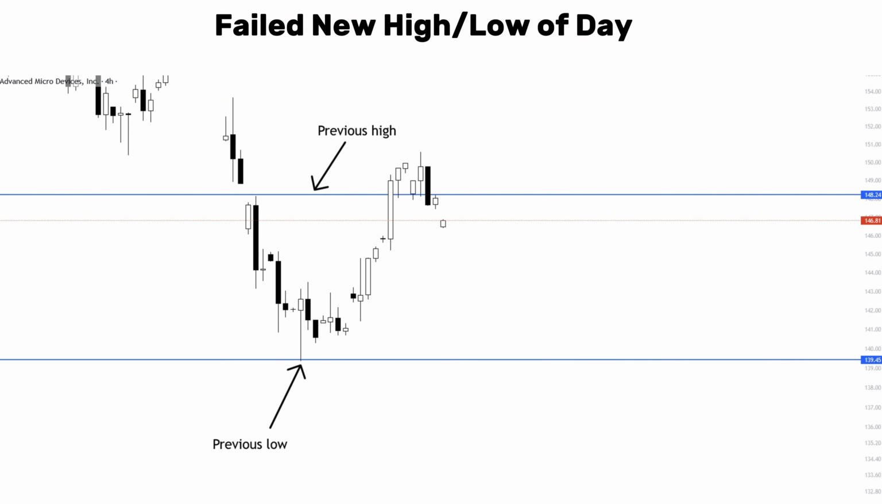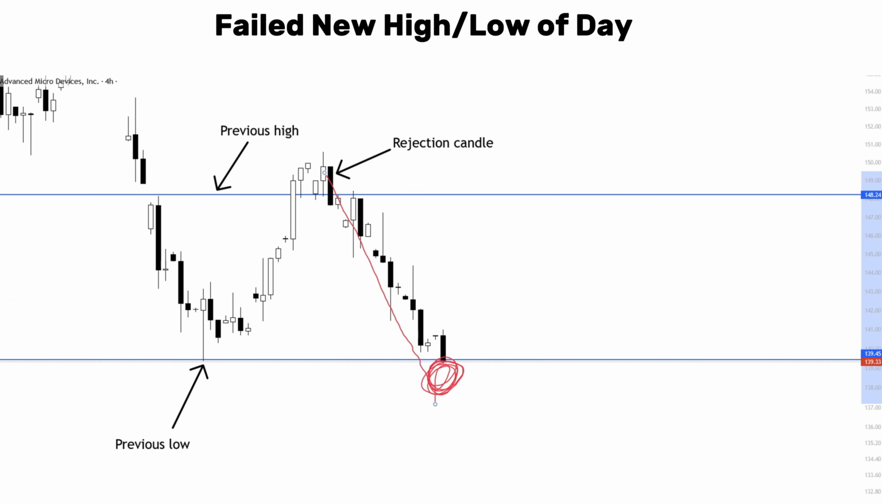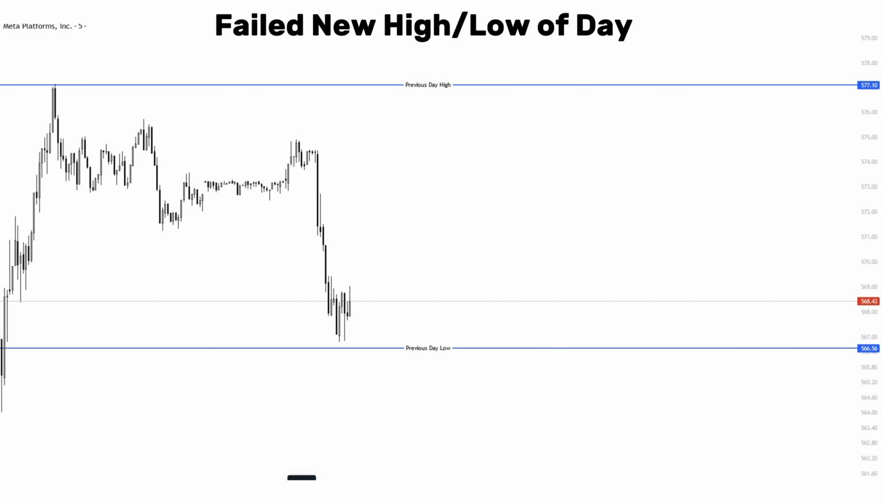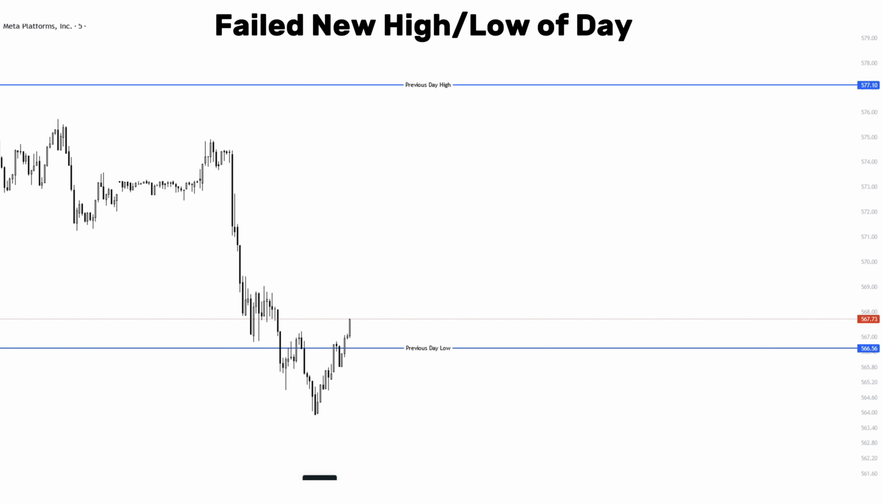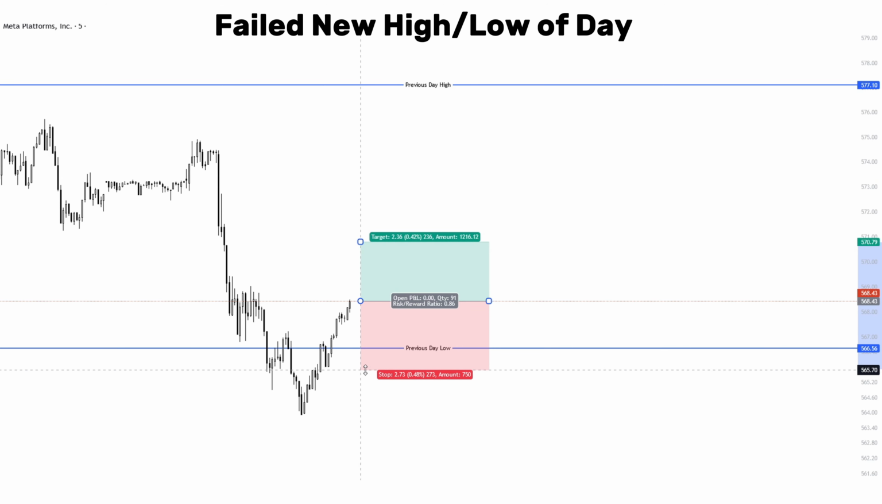It's best to look for confirmation to increase the quality of the setup. This could be in the form of a reversal candlestick pattern, a shift in momentum, or increased volume on the reversal. Once we have confirmation, we enter in the direction of the failure. On a failed high, we sell short, and on a failed low, we buy long. You will see this setup work many times.